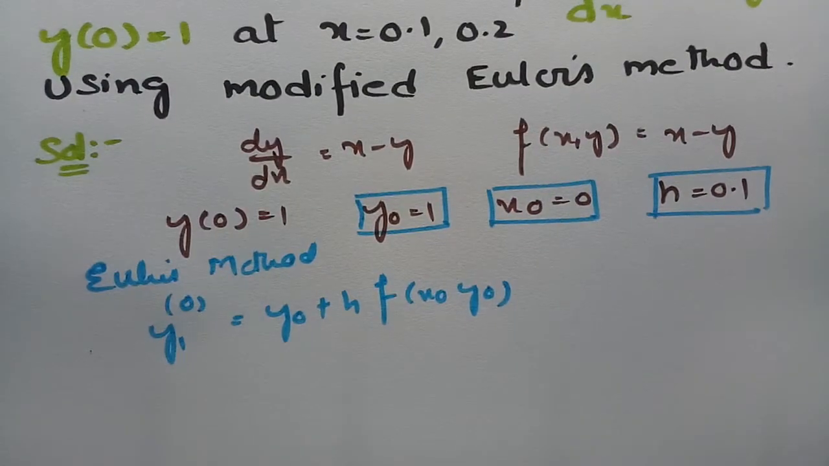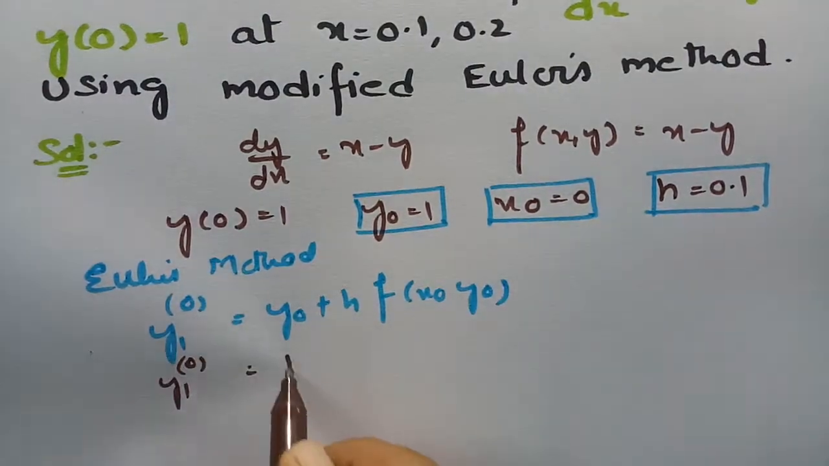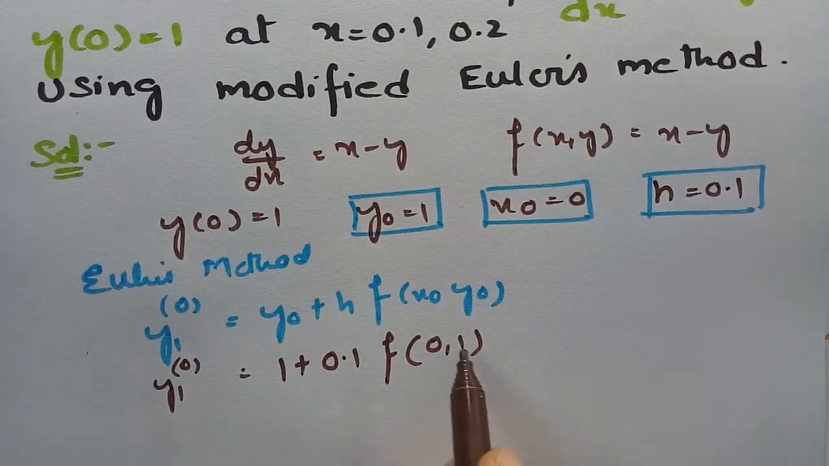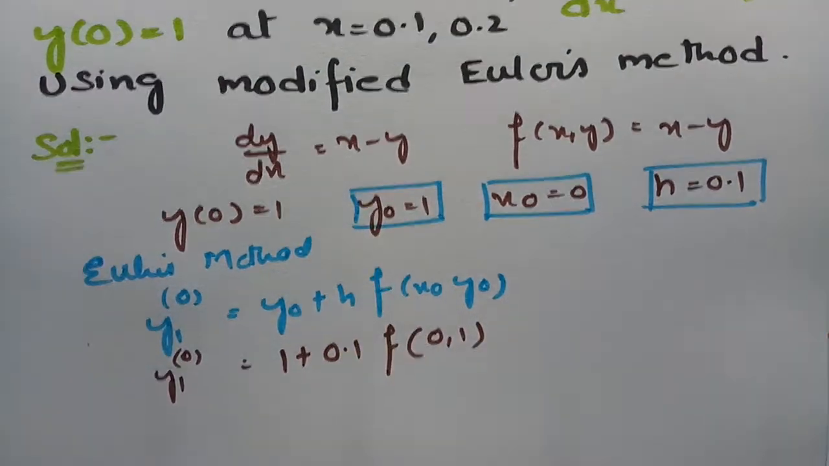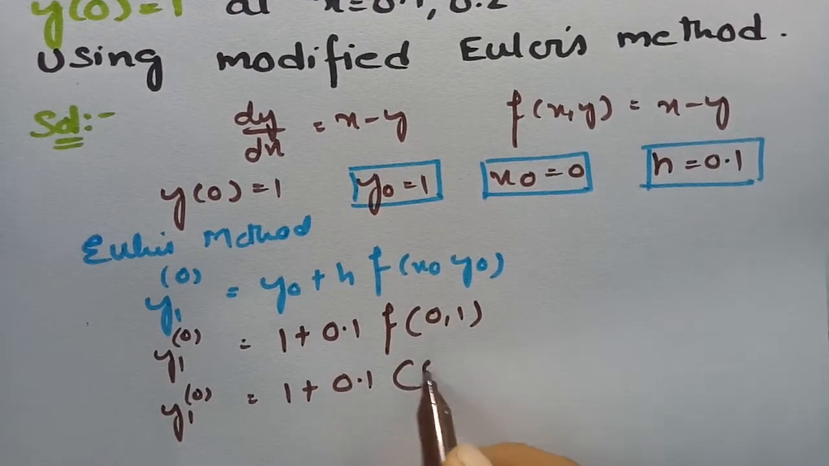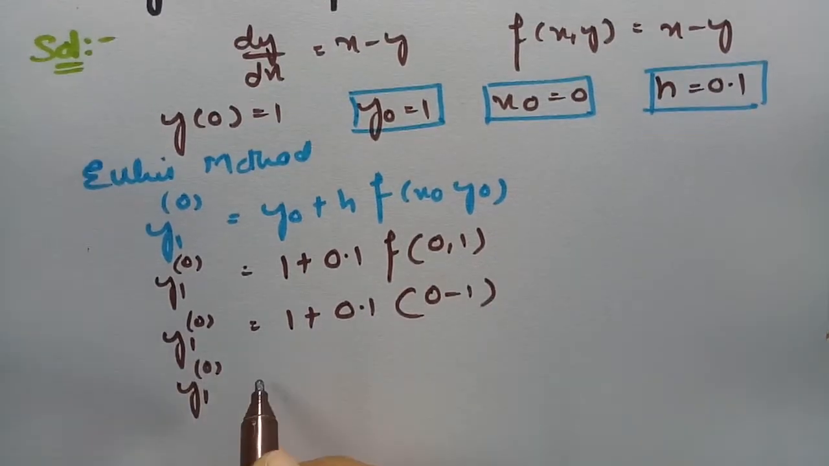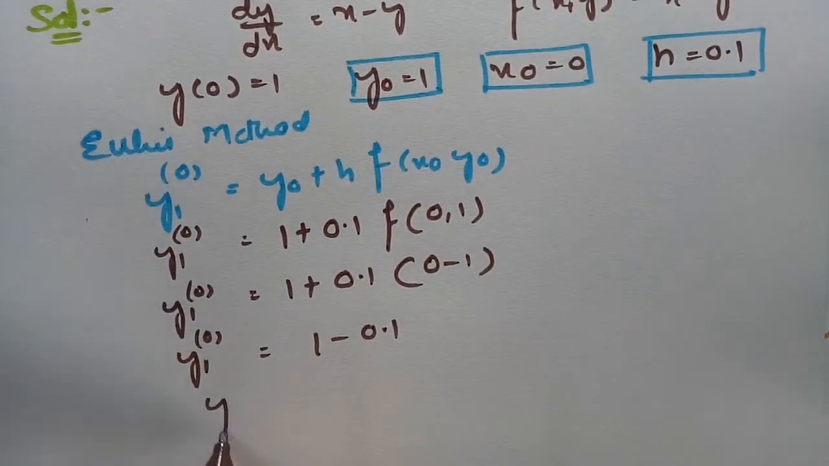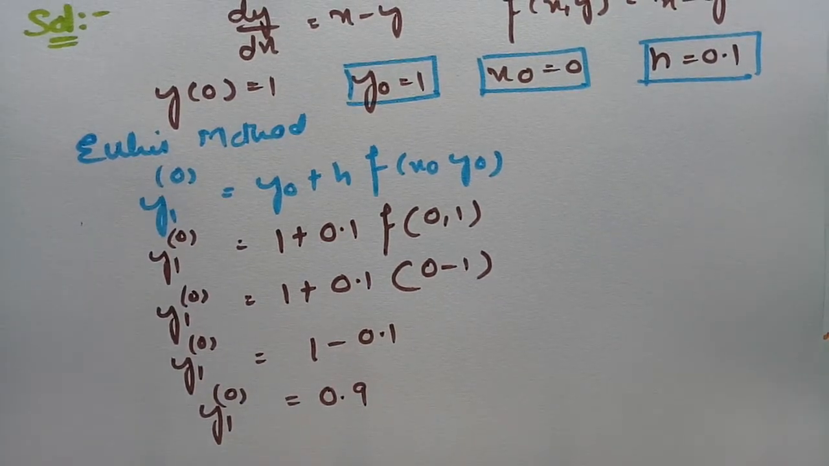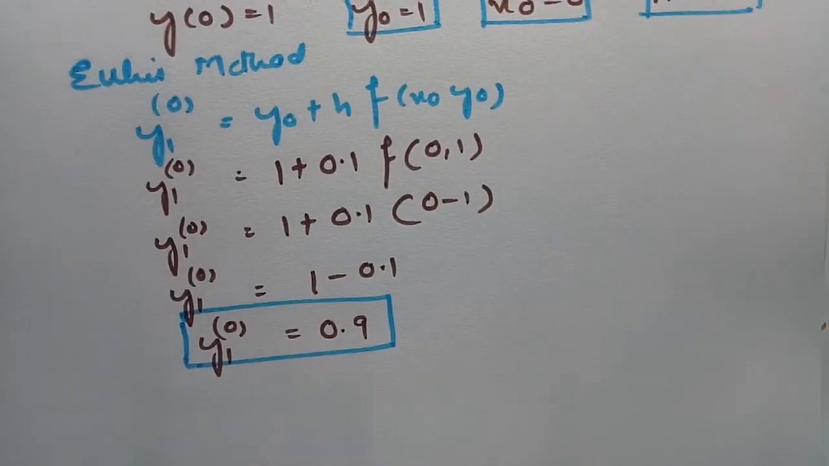So in this formula, if I substitute, y1 at 0 is equal to, what is y naught? This is 1 plus h is 0.1 and f of x naught, y naught. What is the function? This is x minus y. So I can write this as 1 plus 0.1 into x minus y, which means y1 at 0 is equal to 1 minus 0.1. y1 at 0 value is nothing but 0.9. We need this. Now after getting this value, I have to use modified Euler's method.